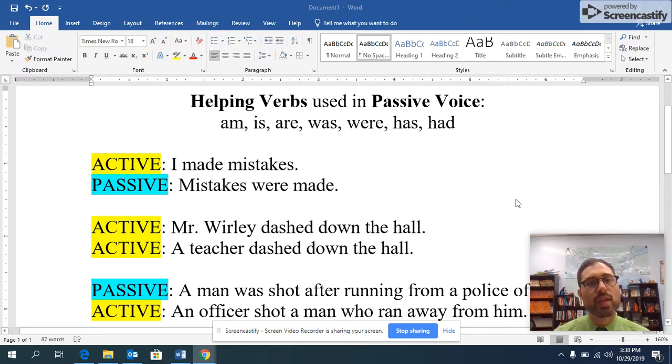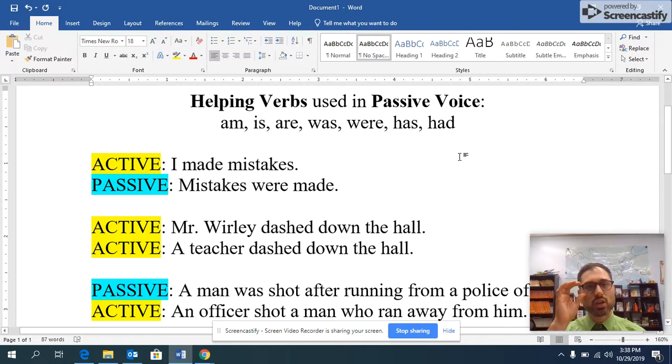We need to know that helping verbs are used in passive voice. Helping verbs are things like am, is, are, was, were, has, had. We'll see some of these examples as we go through here. So we either have passive voice or active voice. When we use passive voice, we will see these helping verbs more often.